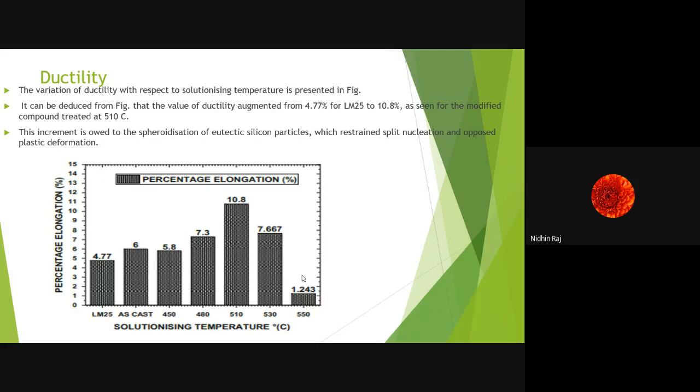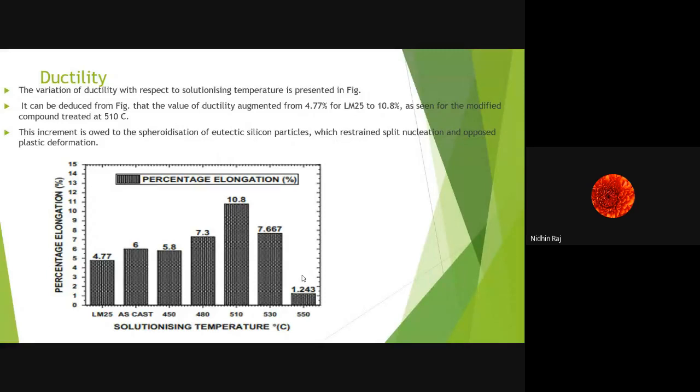Now, this increment is because of the spheroidization of eutectic silicon particles, and this restrained the crack nucleation and opposed the plastic deformation. The above results were found to be in agreement with the previous literature studies also for LM25 alloys. Now, a reduction in the ductility can also be observed in the figure as the solutionizing temperature is increased from 510 to 550 degrees.